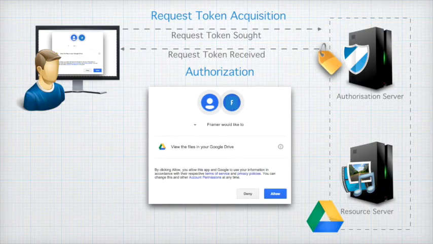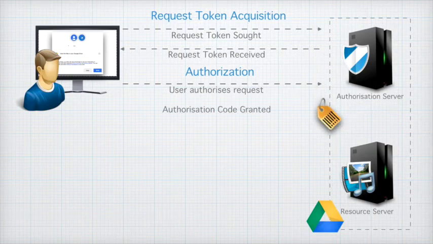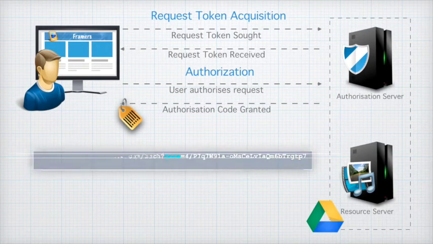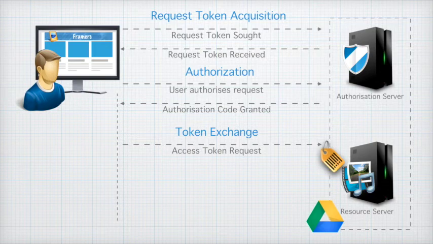Upon signing in, he is presented with the authorization screen where he allows Framers read-only access to his Google Drive. The server marks the request code as authorized by the user, grants an authorization code, and redirects the browser back to the client application. Having the authorization code, the client application can exchange it now for an access token to the protected resources in the resource server.